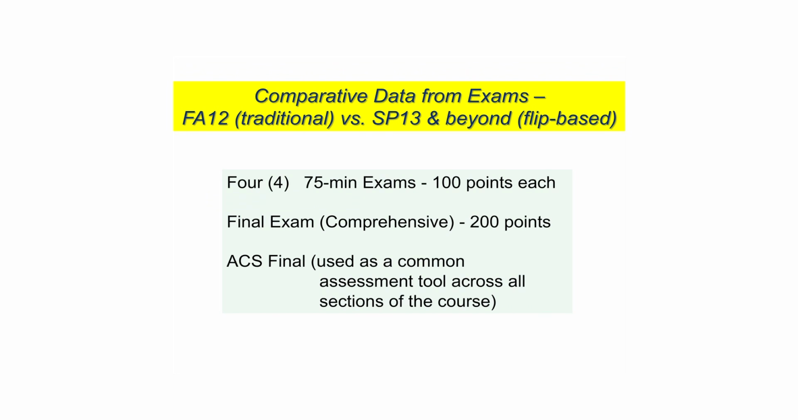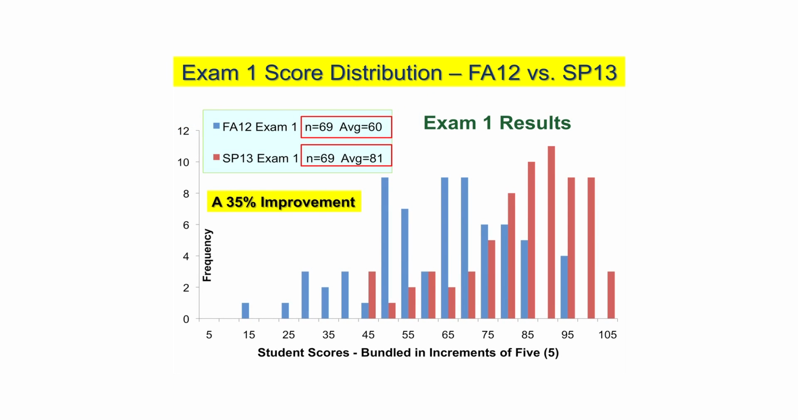Okay, so now here is the score from the first exam. I'll show you how to read this thing. Okay, so now here we go. Looking at this bracket that says 65, the blue one tells me about what happened in fall 12. So in fall 12, 9 students got between 60 and 65. These are bundled in 5s. And in the spring, 2 students got in that same bracket, 60, 65.